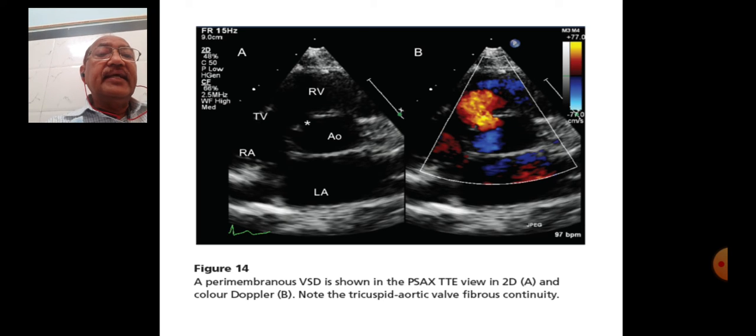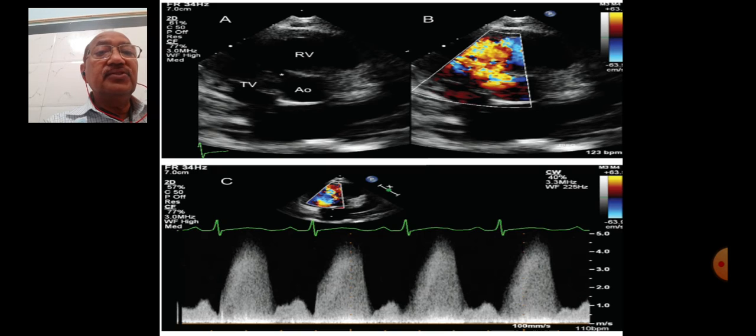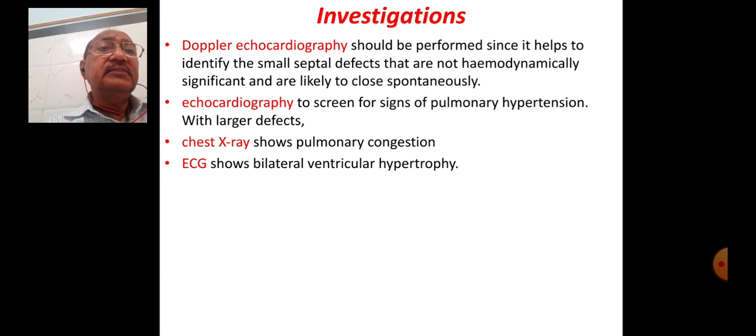And here again, this is the perimembranous VSD, and you can see here the flow is going from left ventricle into the right ventricle. This is a Doppler interrogation, and you can see there is a jet across the VSD producing a gradient.